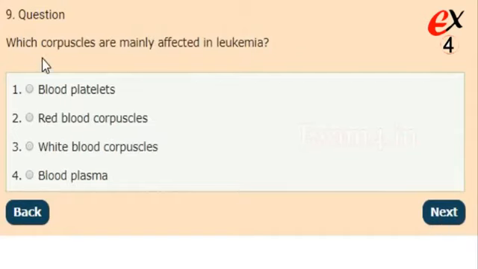Next. Which corpuscles are mainly affected in leukemia? Options: blood platelets, red blood corpuscles, white blood corpuscles, blood plasma. And the answer is option 3, white blood corpuscles.